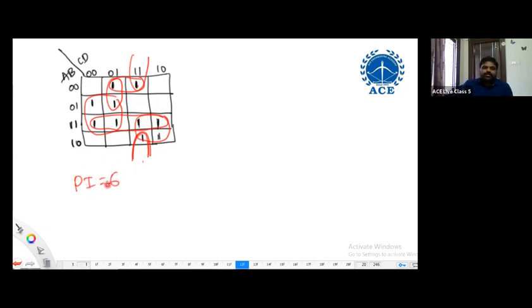How many are essential? How many groupings are having special cubes? How many are essential? Where is the seventh one? You might be making a mistake. Check it.